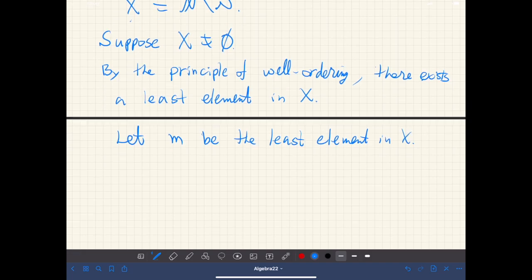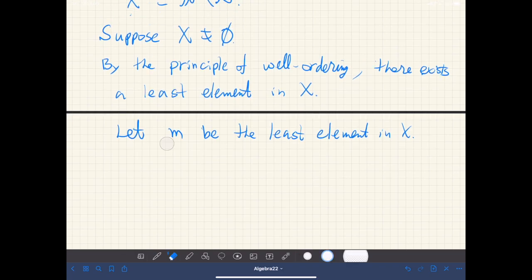Least element in X. So since M is the least element, P of M minus 1 is true, right? In other words, since M is the least element of X, M minus 1 does not belong to X. Otherwise, M minus 1 is less than M, so this should be less than the least element, which is a contradiction. So this cannot happen.